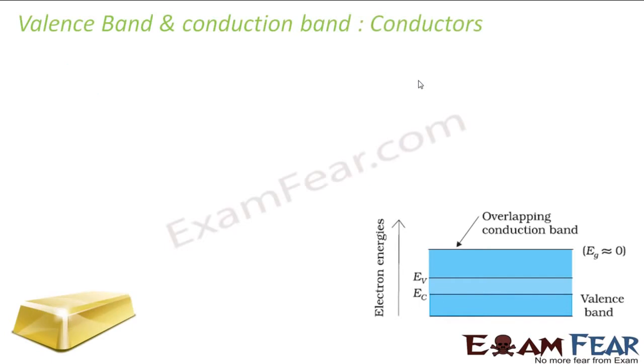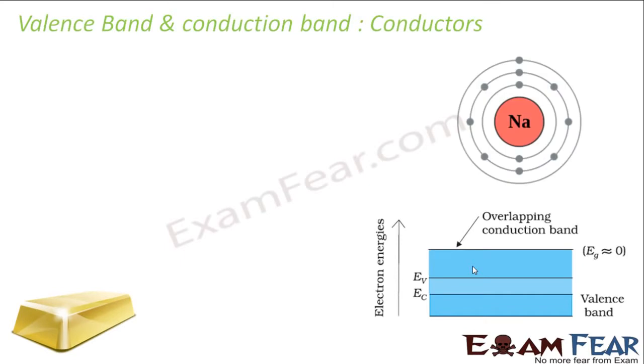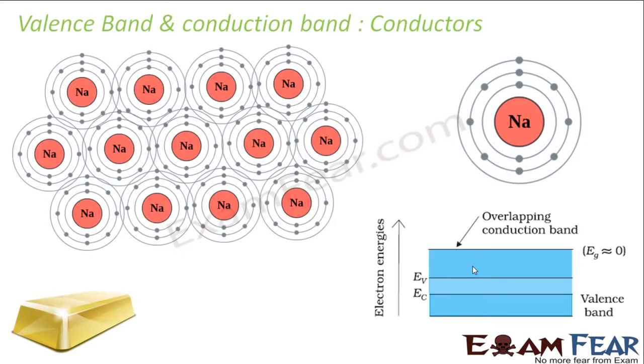So now let's see the valence and conduction band in conductors. In conductors, if you see, the valence band and conduction band almost overlap. It's very easy for electrons to go from the valence band to the conduction band. So if you take this example of a conductor, for example, sodium typically doesn't exist as one sodium atom. There are tons of sodium atoms that are together.